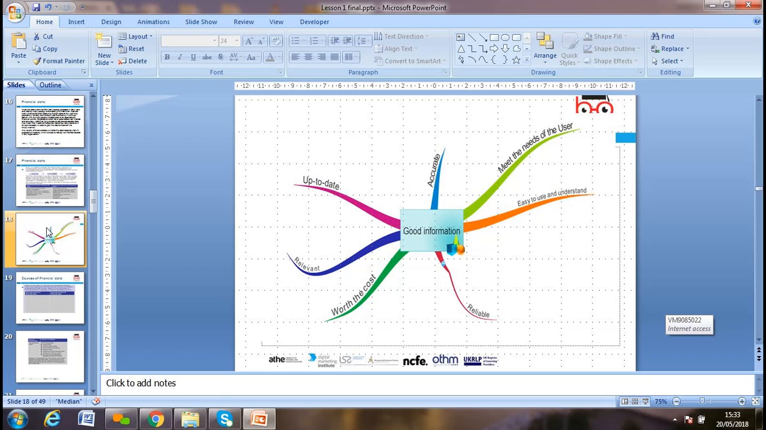Worth the cost. If we are paying money to store the data, collect the data, and interpret it, how much benefit do we have in terms of cost and benefit analysis? Easy to use and understand. Data needs to be easy to use and understand. Meet the needs of the user. Is the data meeting the needs of the user or not? If not, we need to think about what's the point of collecting the data. Any question, Daniel? No.